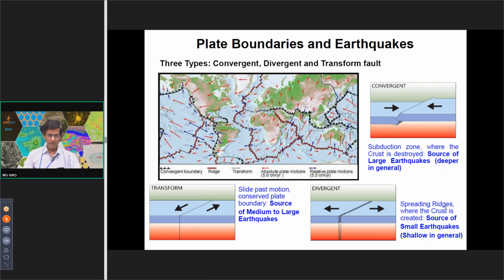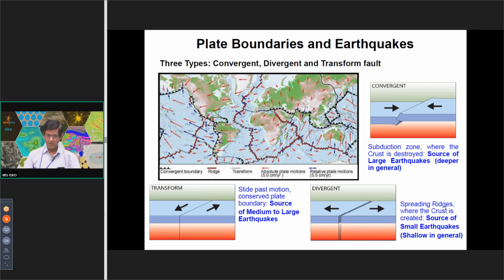Now coming to the different kinds of plate boundaries, there are essentially 3 types: convergent plate boundary, divergent plate boundary and transform faults. The convergent plate boundary is also known as the subduction zone, where one plate goes under another plate. This is where the earth's crust is destroyed. In general, this subduction zone is the source of large earthquakes, and these large earthquakes are generally deeper.